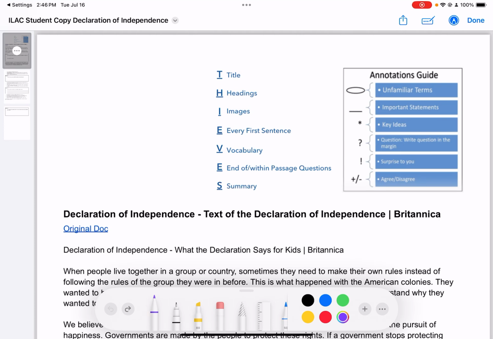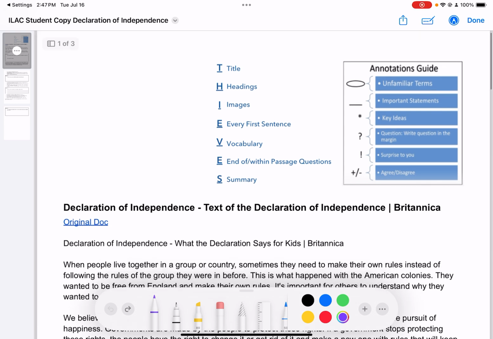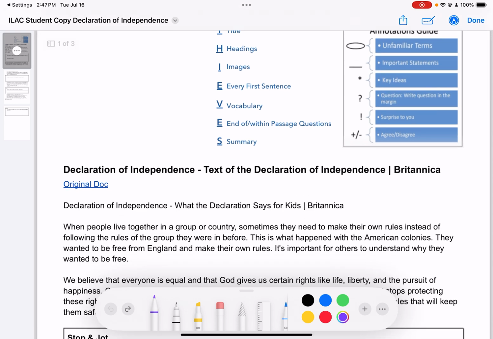So this can take a little bit of time to roll out to your students, but it is totally worth it. And if you do it little by little, it really pays off in the long run. So when you're introducing the title, students go through and just look at what the title is of the document and they circle it.